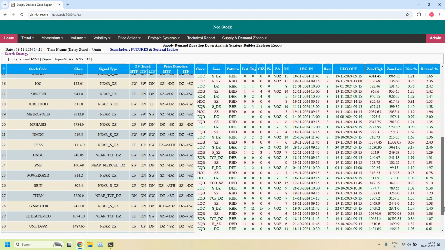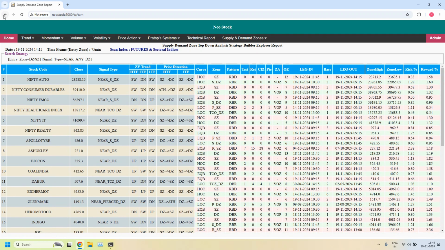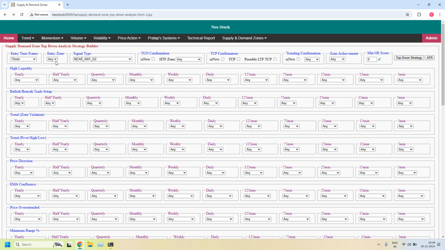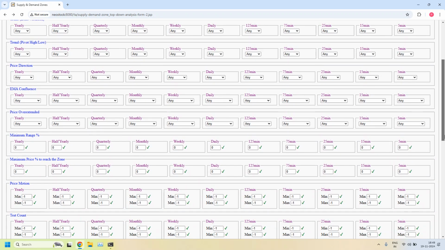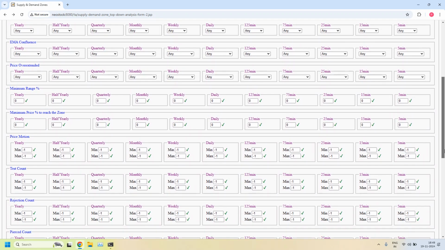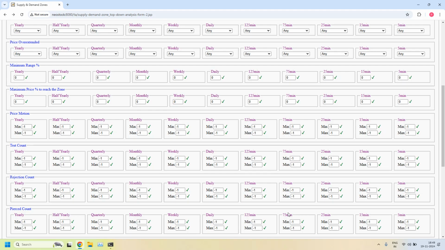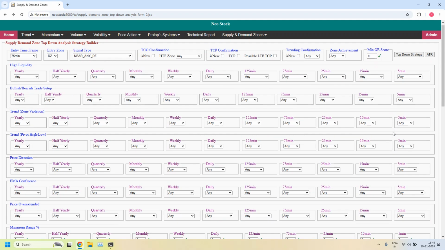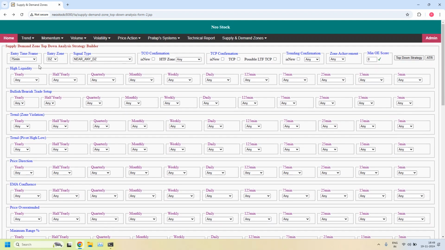There could be some peers demand zones are there. Let me eliminate them so that the list will be reduced. 75 minutes demand zone and the peers count at 75 minutes time frame. Minimum value I am setting 0, maximum value 0. So 75 minutes demand zones should not be pierced.